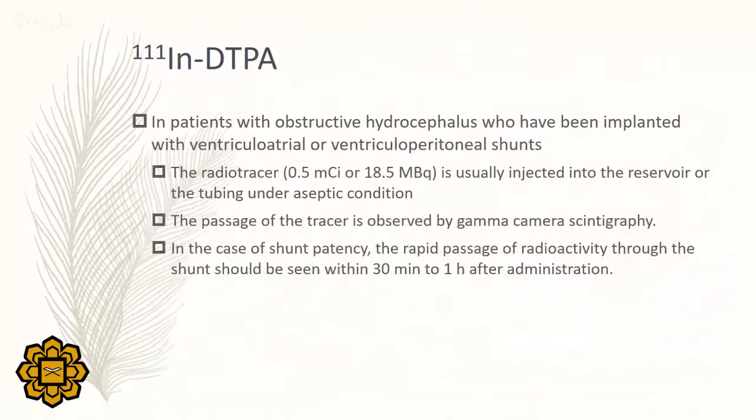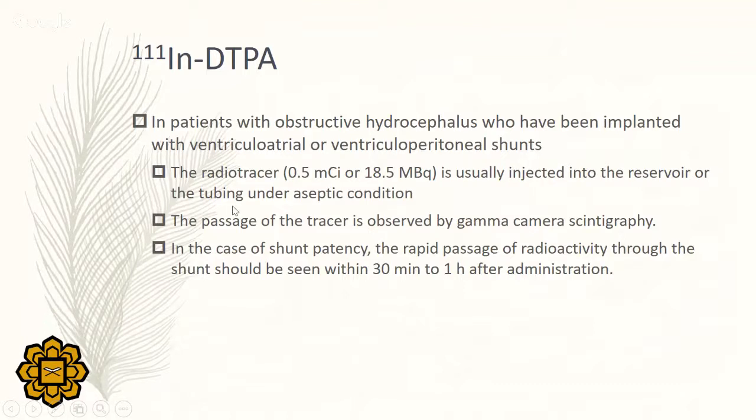Okay, how about in a patient with obstructive hydrocephalus? Usually when a patient has obstructive hydrocephalus, they will be implanted with ventricular atrial or ventricular peritoneal shunts. So they will be implanted with these two devices. So what happens in this patient?